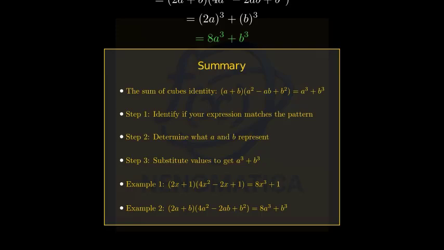We solved two examples. In the first example, we found that 2x plus 1 times 4x squared minus 2x plus 1 equals 8x cubed plus 1. In the second example, we found that 2a plus b times 4a squared minus 2ab plus b squared equals 8a cubed plus b cubed. This formula can save you a lot of time compared to multiplying out the expressions directly.